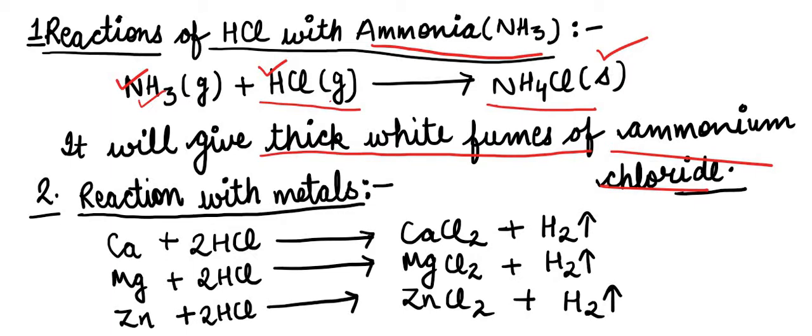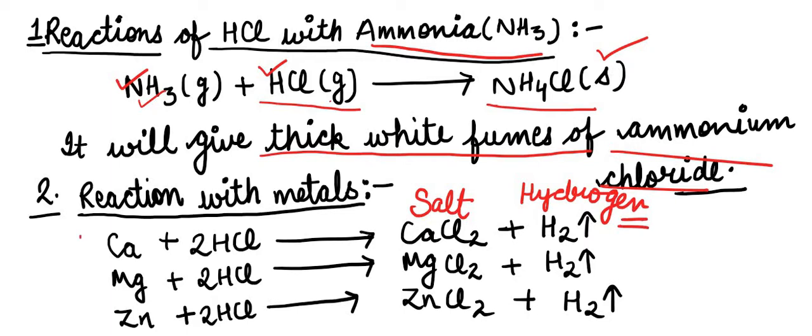And the second is reaction with the metals. Whenever there is HCl acid reacting with the metals, always the metals which are present at a higher position in the reactivity series combine, and there is a formation of a salt, plus the release of hydrogen gas. Always hydrogen gas is released.